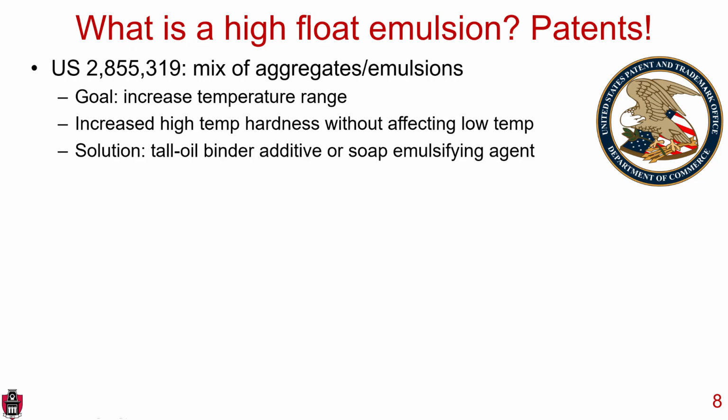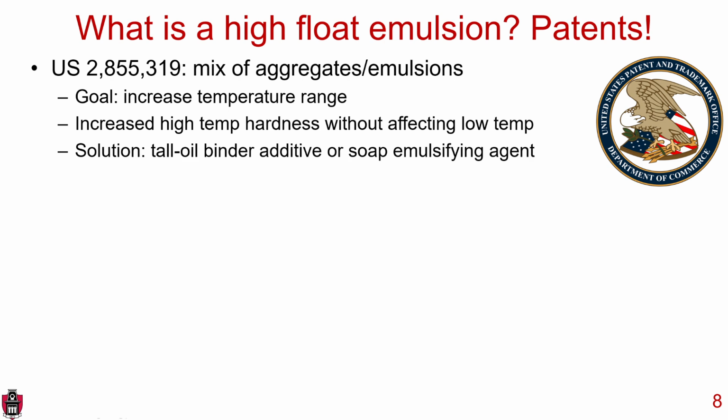And this is kind of fun, to search through old patents. There's a lot of information in there. Some of it's a little cryptic, but you can find a lot by looking at patents. And all these are available online for free as well. So U.S. patent 2,855,319 talks about a new asphalt emulsion that mixes aggregates with asphalt emulsion.